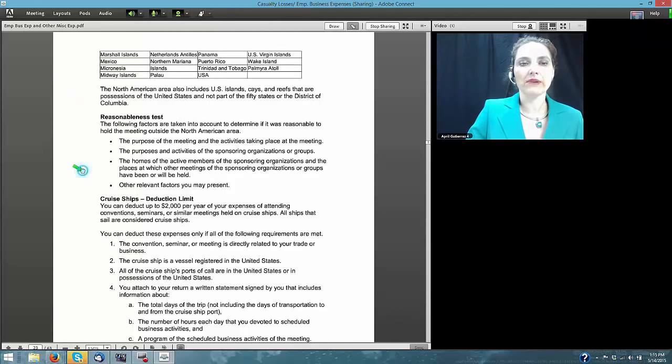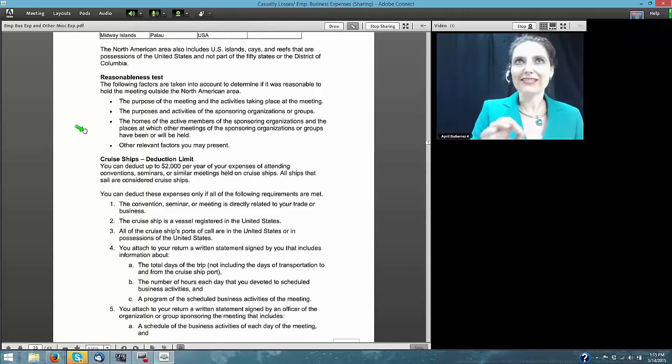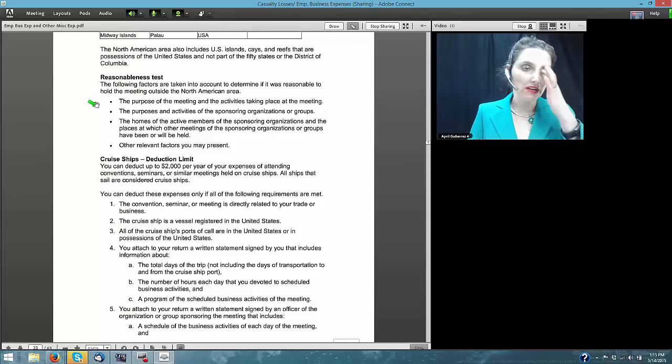Reasonableness test. The following factors are taken into account to determine if it was reasonable to hold the meeting outside of the North American area. So typically, you can only deduct the cost of attending a convention on board a vessel if it's inside the North American area. But it could be that you're allowed to deduct it even if it's outside of the North American area if it meets a reasonableness test.